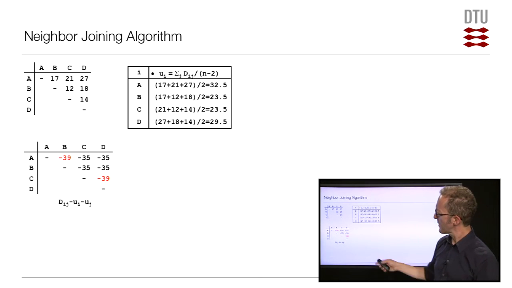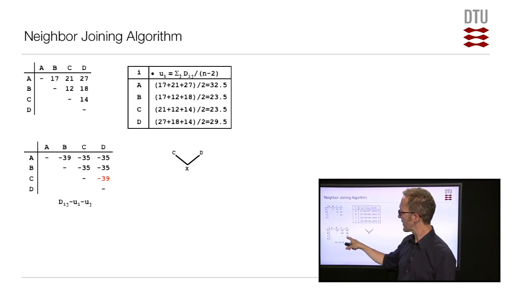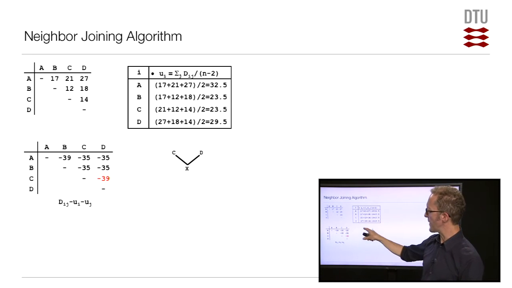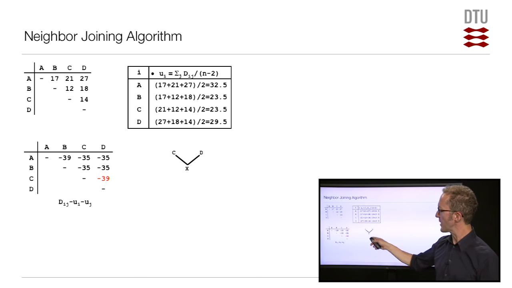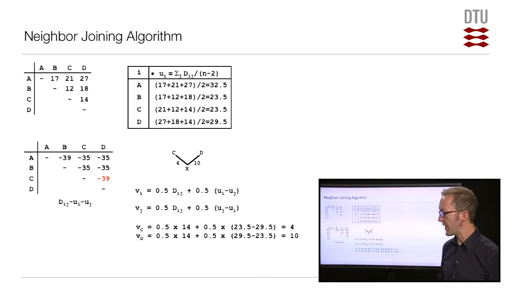In this particular case, we now need to find the smallest value in this table. We actually have 2 equally small values. We have A and B and C and D. So we arbitrarily select C and D as the starting point for this combination and put them together in the tree. We've now decided C and D must be adjacent in the tree, so we connect both of them to some ancestral node, which I've called X on this particular slide. We now need to figure out what are the lengths of the branches connecting C and D to X. I showed you the formulas in the original algorithm slide.